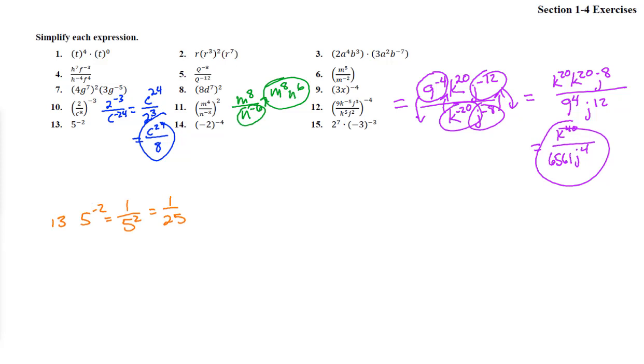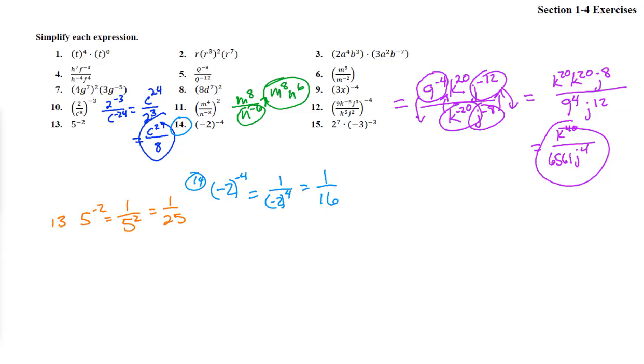Excellent. All right, so let's try number 14. This is negative 2 to the negative 4th power. Notice the parentheses around that. So that's going to equal 1 over negative 2 to the 4th power. Again, that negative exponent just puts whatever it is attached to on the bottom. So that's 1 over a positive 16.